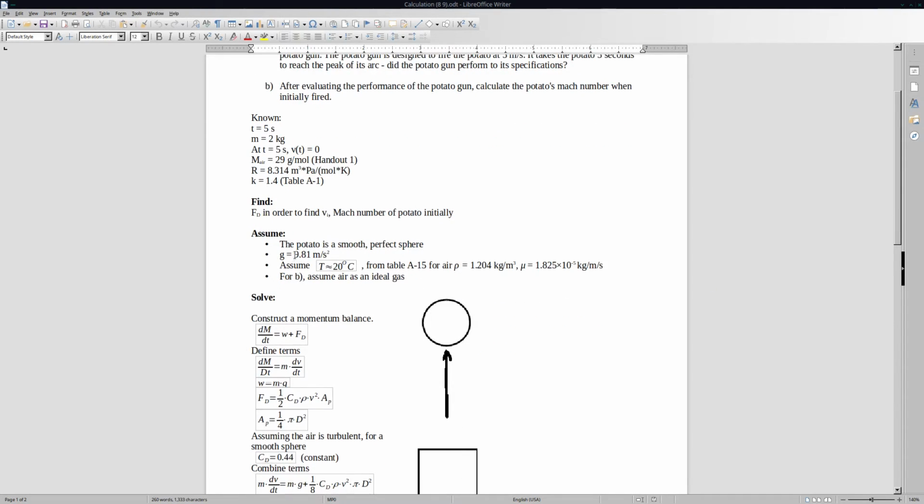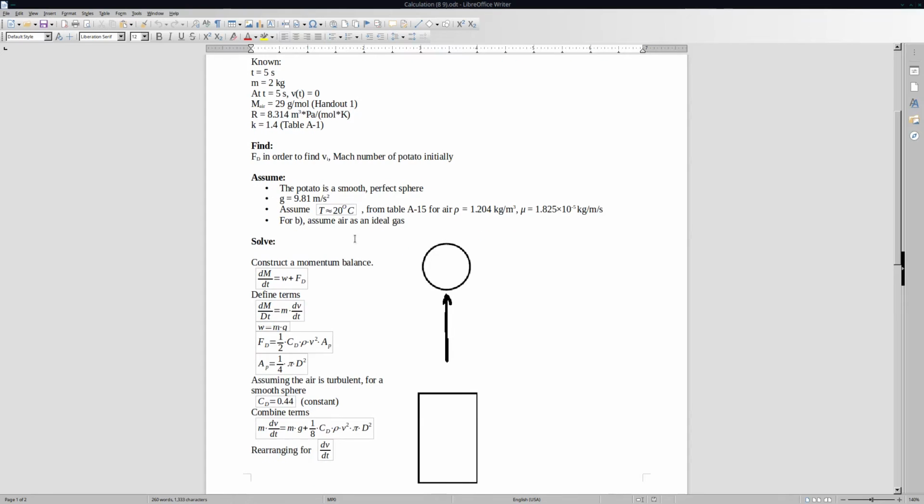We can make some assumptions: that the potato is a smooth, perfect sphere, that the gravity is equal to a common assumption, and that the air is at 20 degrees C, so we know from table A15 some basic properties of air. And for part B, we're going to assume air is an ideal gas in order to find that Mach number. So we're going to construct a momentum balance first, define our terms, and then come up with this expression for the drag force in order to solve for something that will give us that initial velocity.